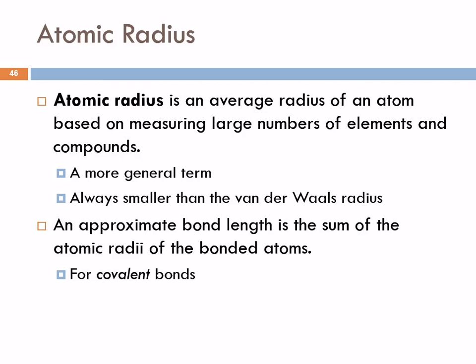If we're looking at bond length, we're going to look at the sum of the atomic radii of the bonded atoms. That works for covalent bonds only. So this is how we try to get a grasp on the length of a bond and the size of an atom.